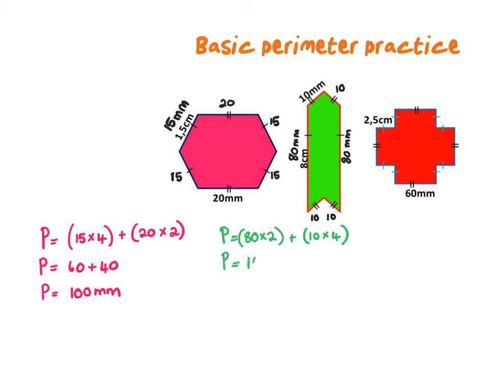This means that I will have 160 plus 40, giving me a perimeter of 200 millimeters for my second shape. Now let's consider the last shape. Here I have 2.5 centimeters and 60 millimeters. Once again, I'm going to make them into the smallest measure, which is millimeters, meaning that 2.5 centimeters is 25 millimeters. Here are quite a lot of little ones that are 25 millimeters long.